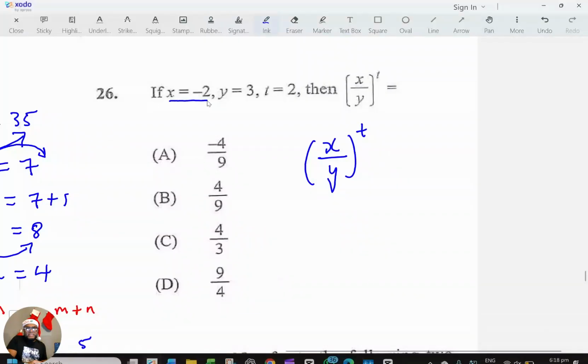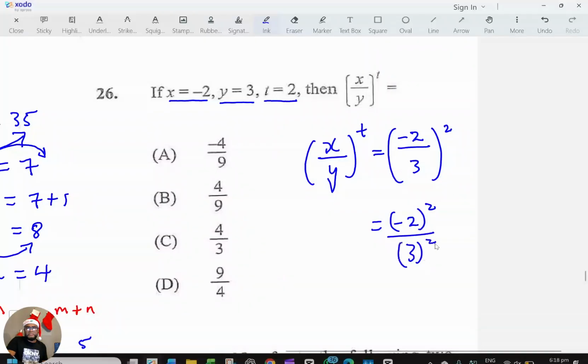They said x is equal to -2, y is equal to 3, and t is equal to 2. So if we substitute these in, we will get -2 over y, which is 3, all to the power of 2. Now this power outside here applies to both numerator and denominator. So this will be equal to -2 squared over 3 squared. -2 squared will be +4. 3 squared will be +9. Right? 4 over 9 will be my answer here.